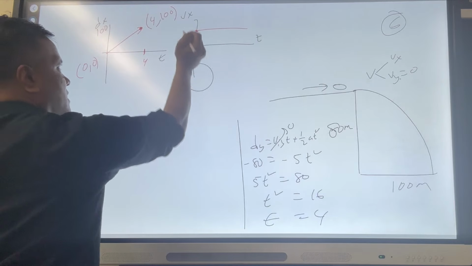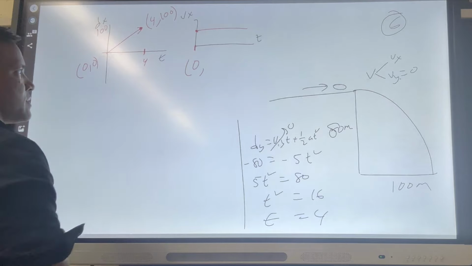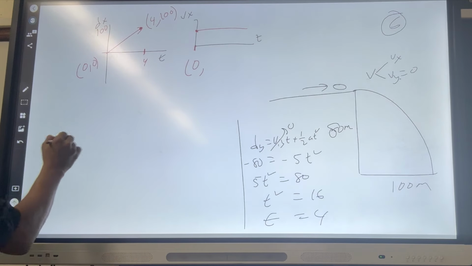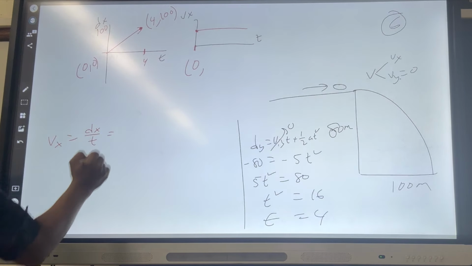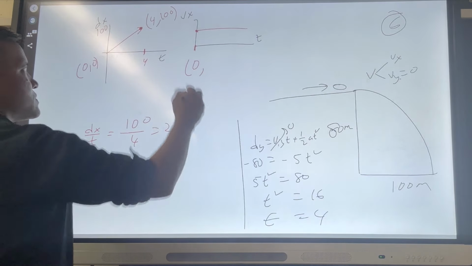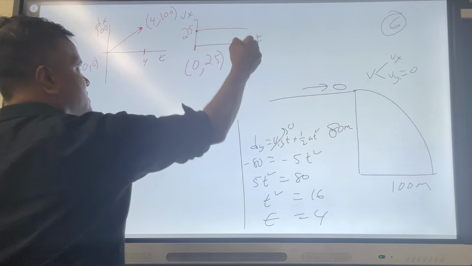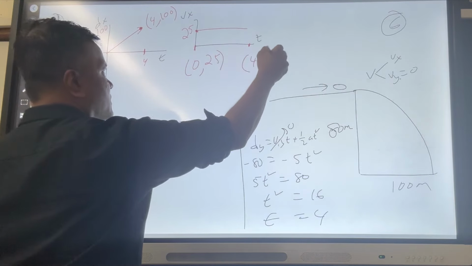This one is 0 comma what? 0 comma vx, so you have to find the vx. So vx is dx over t, dx is 100, t is 4, so 25. So this is 0 comma 25, and this is of course 4 comma 25.